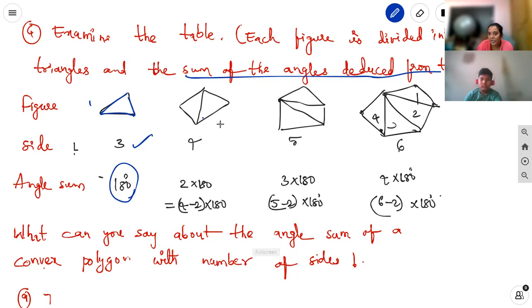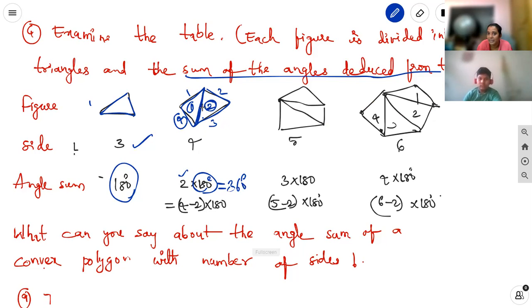Next, we can check the quadrilateral. A quadrilateral means joining of 4 lines. It makes a quadrilateral. Just draw one diagonal. From the one diagonal, it is divided into 2 triangles, and we can apply the triangle angle sum property. Two triangles, each with angle sum 180 degrees, then it is equal to 360 degrees. So this can be converted into number of sides: 1, 2, 3, 4 sides.